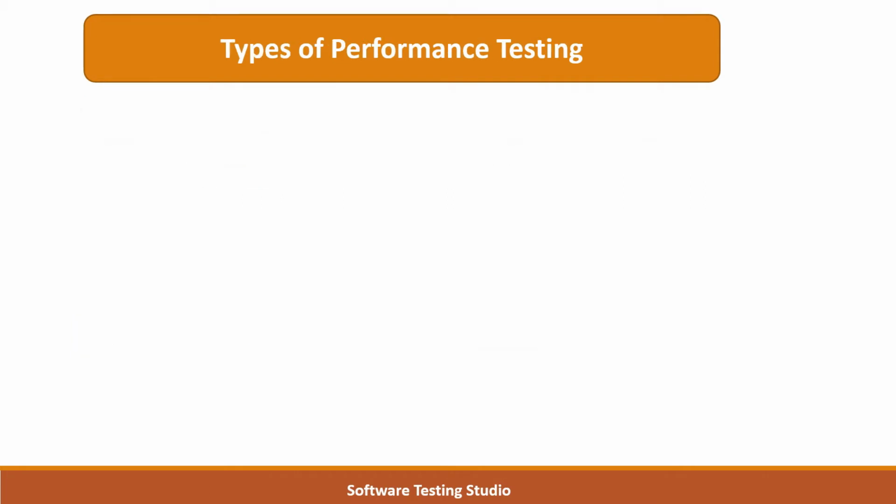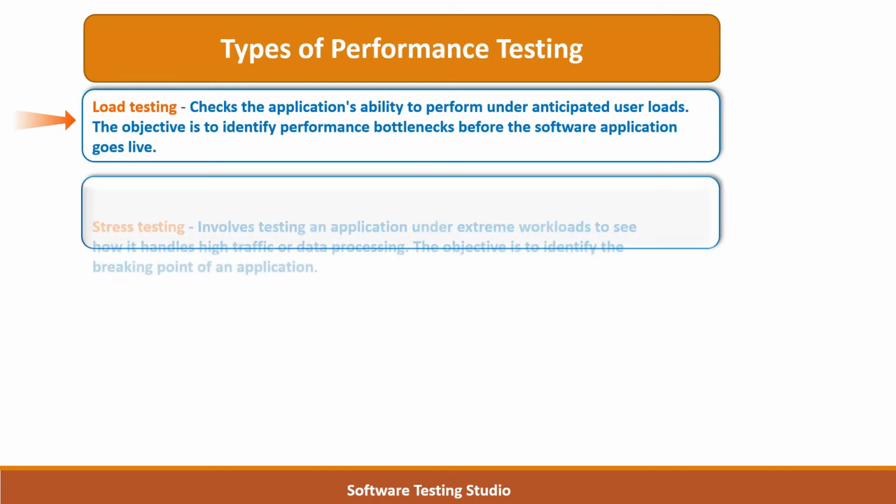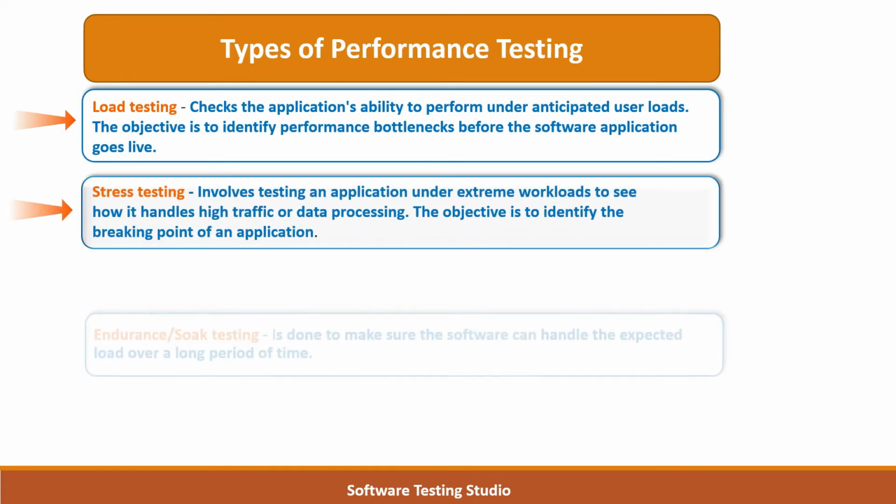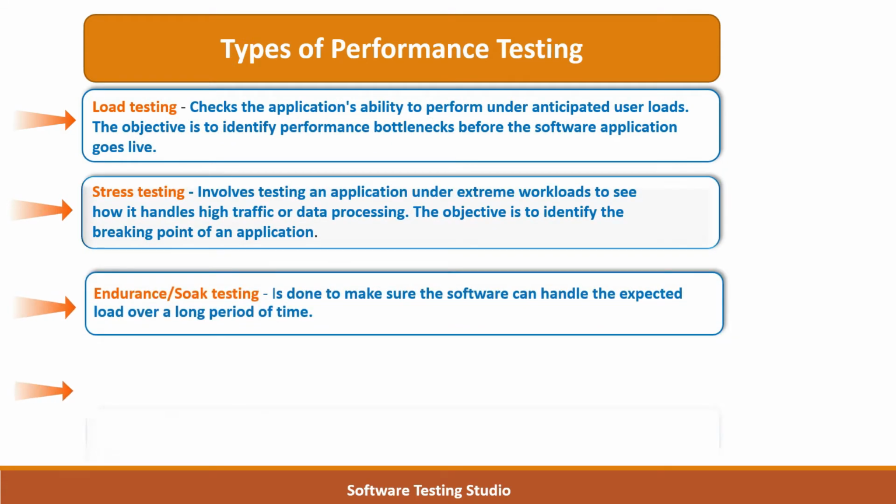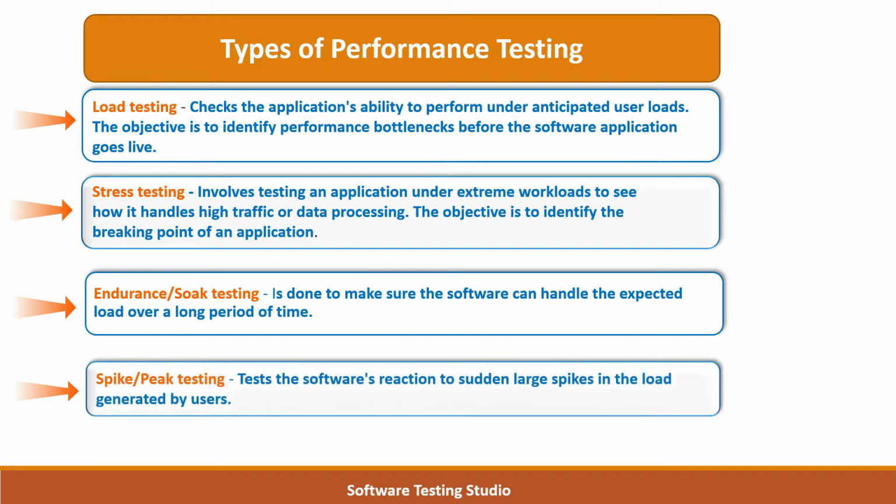There are four key types of performance testing: load testing, stress testing, endurance or soak testing, and spike or peak testing. Load testing checks the application's ability to perform under anticipated user loads. The objective is to identify performance bottlenecks before the software application goes live.